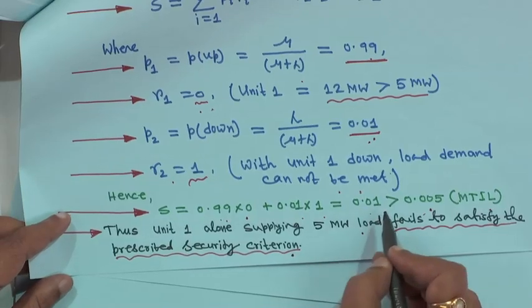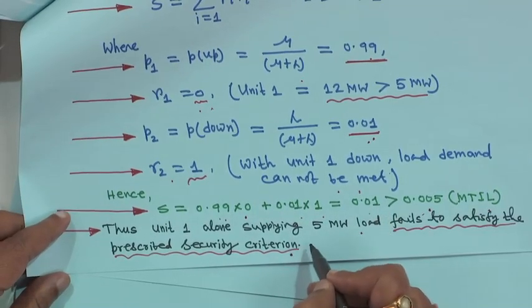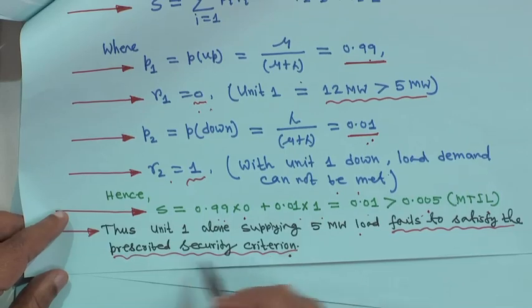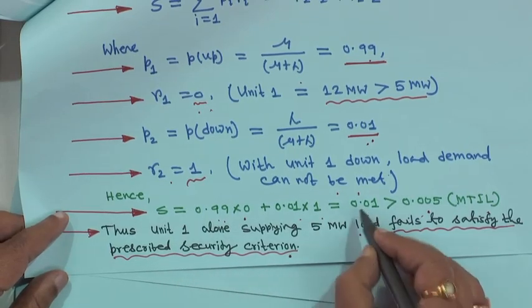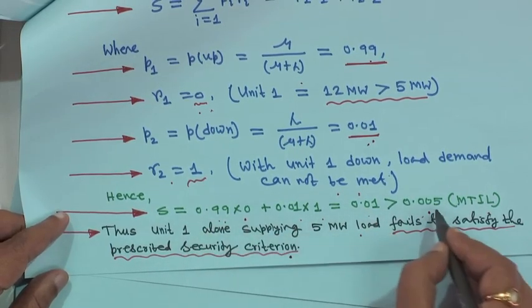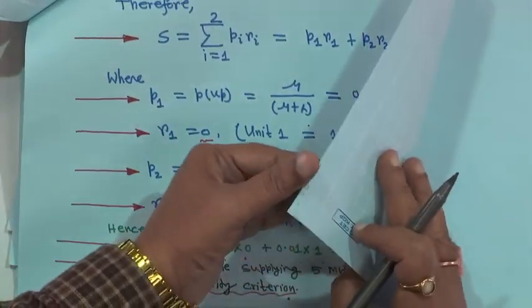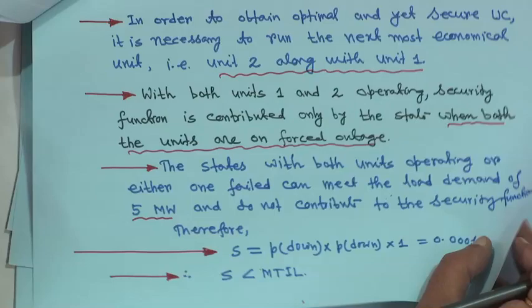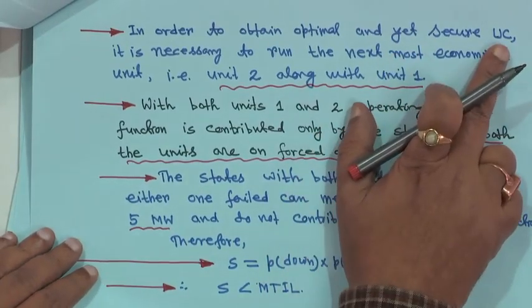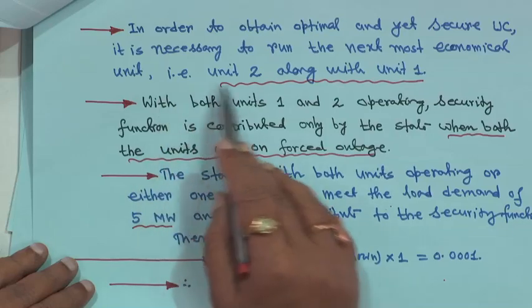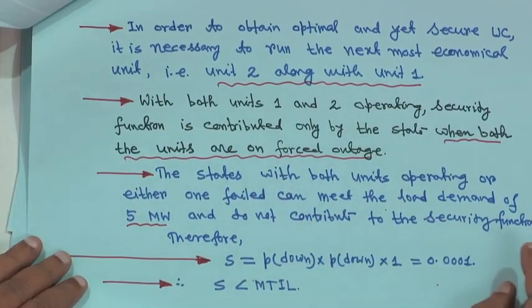That means, although you have got the unit commitment, you have to check the security also, right. So, it fails to satisfy the prescribed security criterion, because whatever the value of S, it should be less than or equal to MTIL. Then what we will do, we will choose the next unit. In order to obtain the optimal and yet secure unit commitment, it is necessary to run the next most economical unit, that is unit 2 along with unit 1, right.